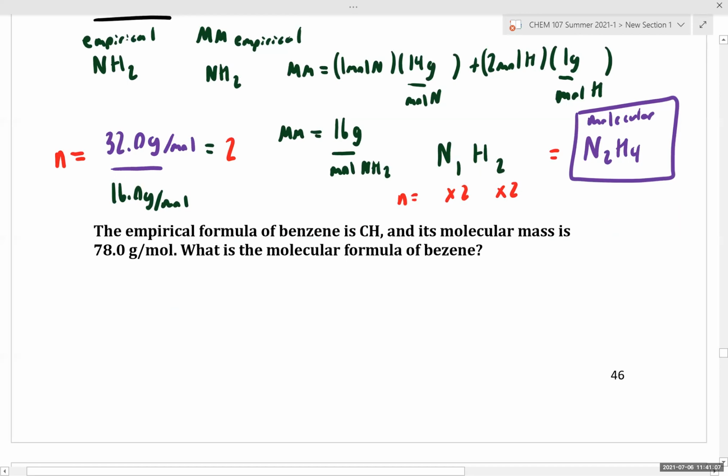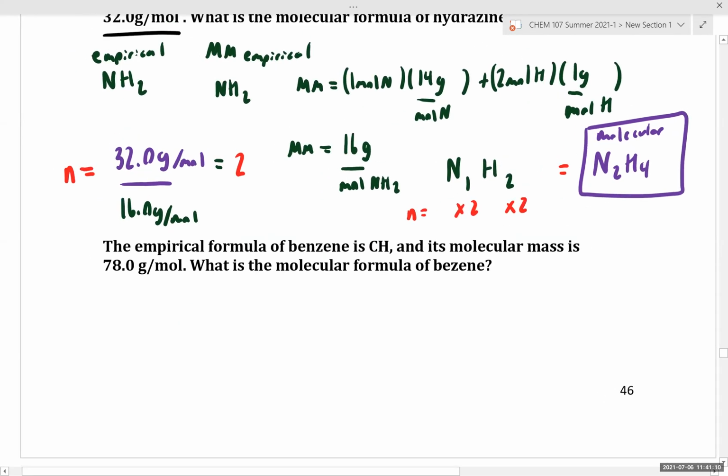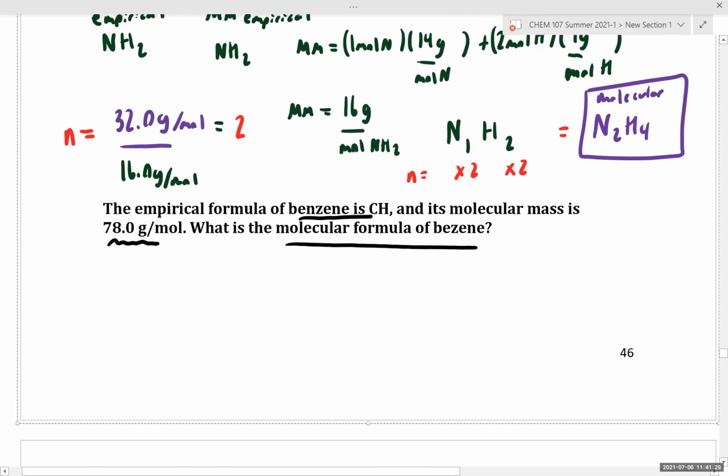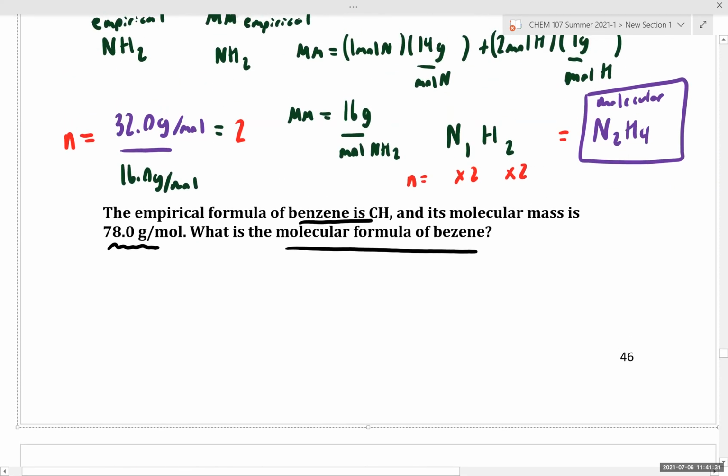Let's try to apply what we've learned to the following example. We're given the empirical formula of benzene is CH, and its molecular mass is 78 grams per mole. We're asked to calculate the molecular formula of benzene. Let's work through this example over the next 3 to 4 minutes, and then I'd like students to share their proposed responses in the chat, verbally, or annotated on the class whiteboard.